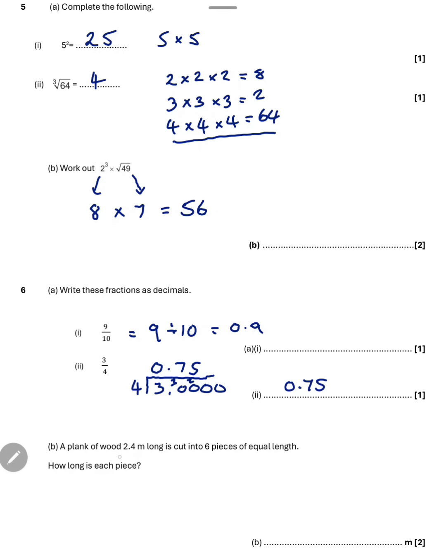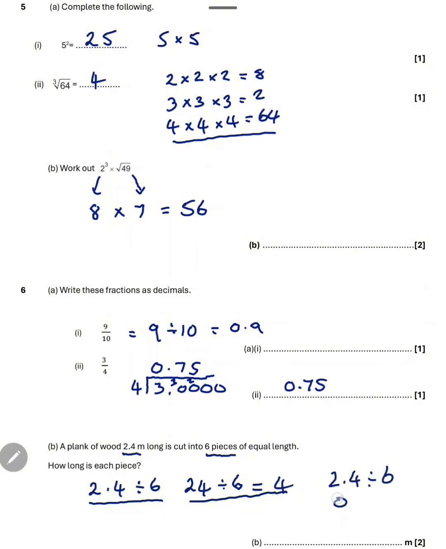And part B of this question, we've got a plank of wood which is 2.4 meters long, cut into 6 pieces. So what we need to do is share this 2.4 into 6. It's effectively a division question. 2.4 divided by 6. I'm not going to do that. I'm going to do 24 divided by 6. Well, 24 divided by 6 is 4. 6, 12, 18, 24. So I know the answer to this. And if I know the answer to that, I can work out the answer to this. 24 divided by 6 is 4. 2.4 divided by 6 must be 0.4.